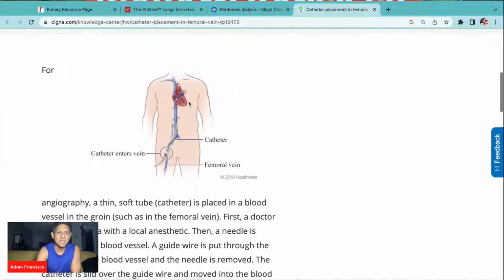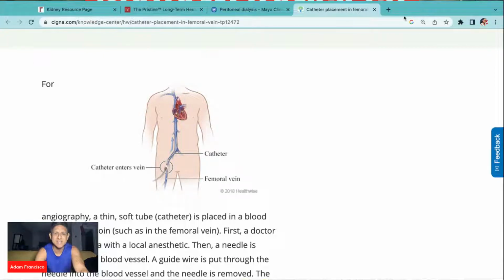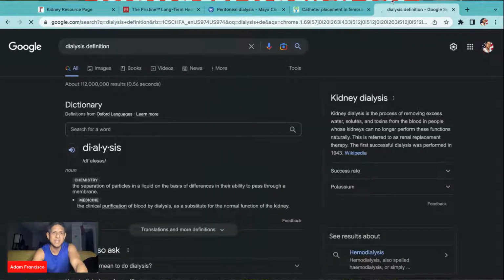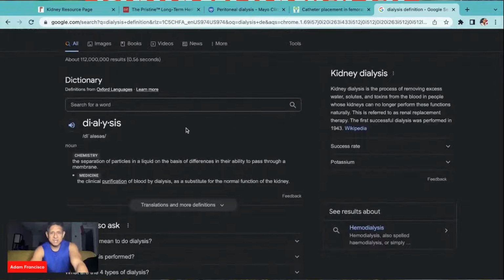So what is dialysis? Before we get into this, let us Google the dialysis definition, so we can all be as educated as possible. Kidney dialysis: the process of removing excess water, solutes, and toxins from the blood in people whose kidneys can no longer perform these functions naturally. This is referred to as renal replacement therapy. The first one was done in 1943, so this technology has been around for quite a long time, which really is amazing. It's basically replacing your kidneys when you don't have them anymore or they can't function anymore.